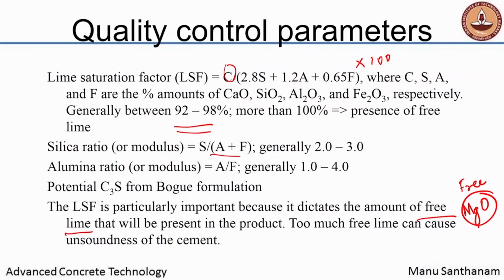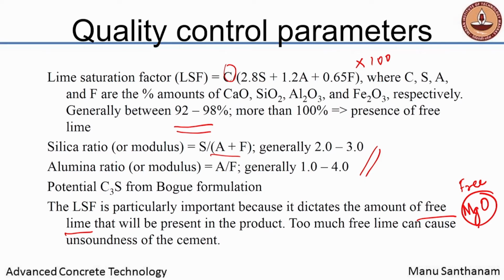The silica ratio is simply a ratio of the silica content to the sum of the alumina and iron oxide contents, and that should generally be between 2 and 3. Now all this is done to ensure that we are forming a cement that is rich mostly in silicates and not so rich in aluminates. We want to tilt the balance in favor of the silicates, and that is why the silica ratio is generally kept at a high level, 2 to 3. And again the ratio between alumina and iron oxide is generally between 1 to 4. Sorry, it is a ratio, not a percentage. These are just ratios.